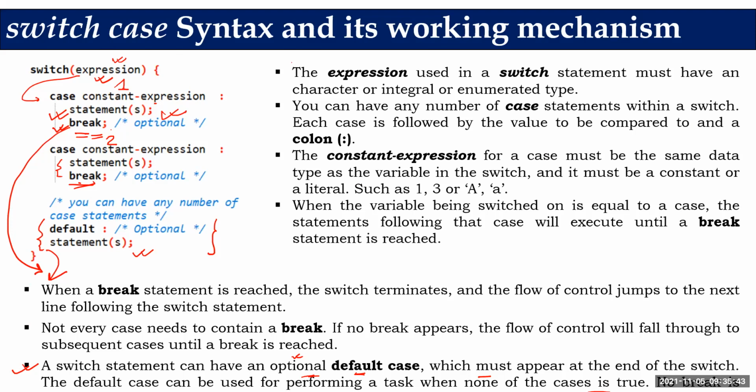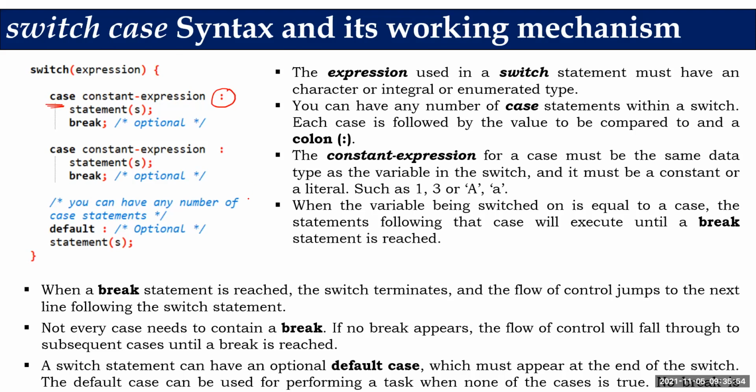Now, how to write the switch case? There are 2 very important points we should take care of. First of all, you can see that after any particular case expression, we are using a colon. It is written that each case is followed by the value to be compared to and a colon. By mistake, when you start writing code at a very early stage of our programming career, sometimes we put a semicolon instead of a colon. That is wrong. Semicolon means end of statement, and case is not a statement. Case is a label.